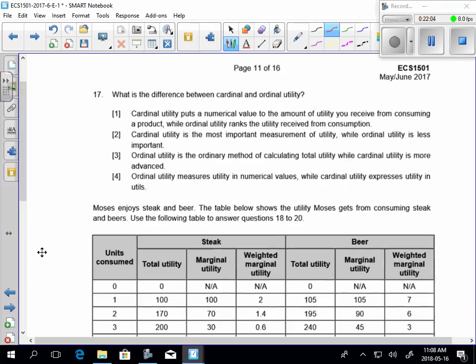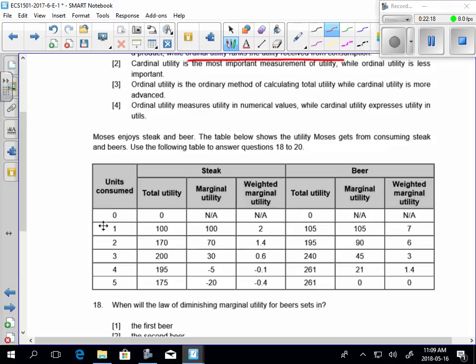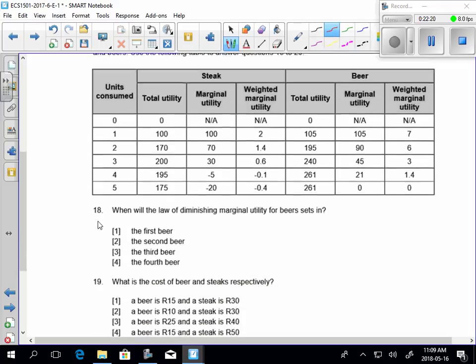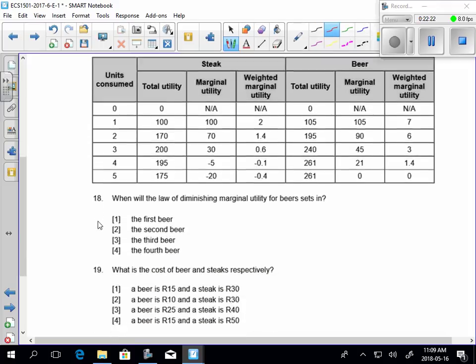What is the difference between cardinal and ordinal utility? Cardinal, you can place a numerical value on the utility of the product, but ordinal utility, you can only rank them. Okay. Did you guys manage this question? Was this all right?